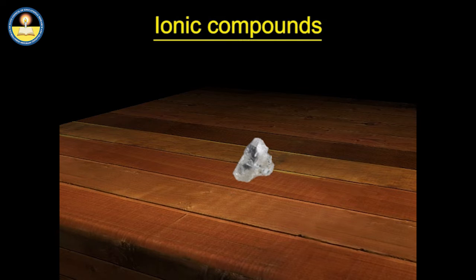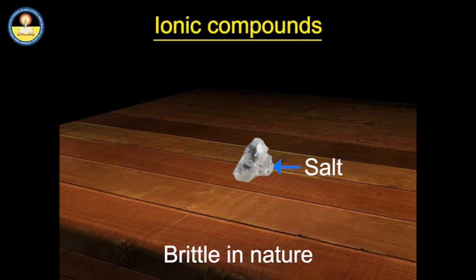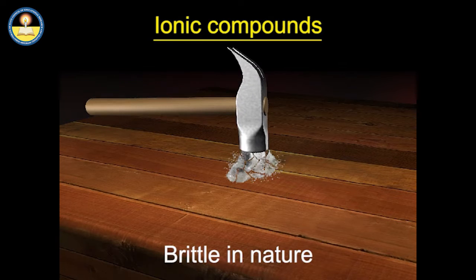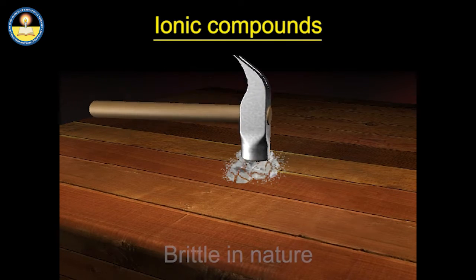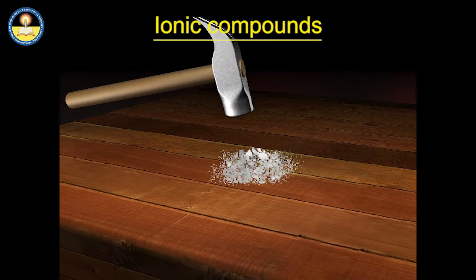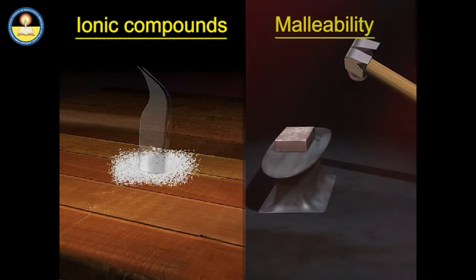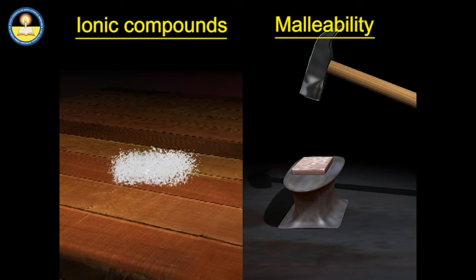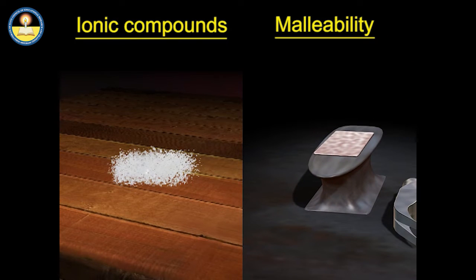Ionic compounds are brittle in nature. Brittleness is the ease with which an object can be broken. This property is exactly opposite of malleability, that is, the tendency to change shape without breaking, which is a characteristic of metals.